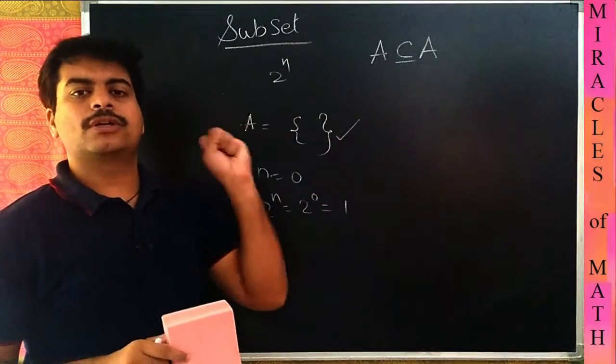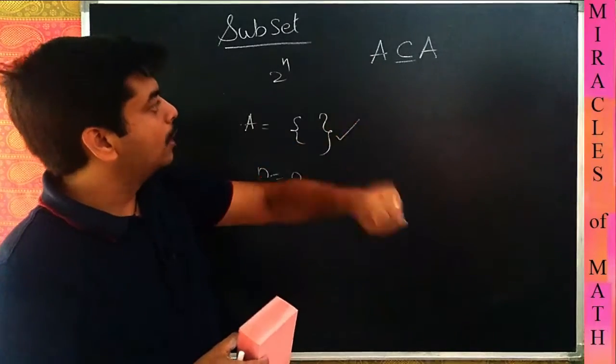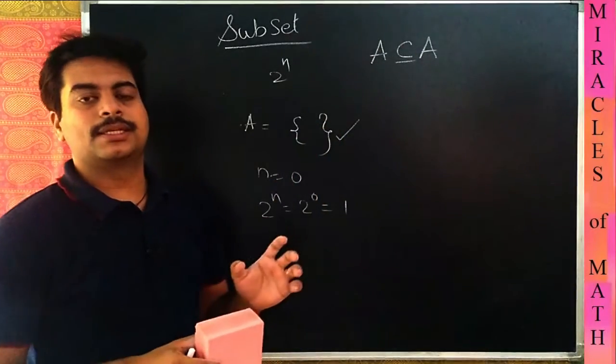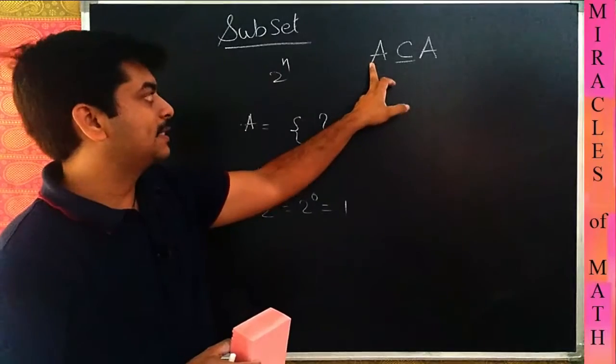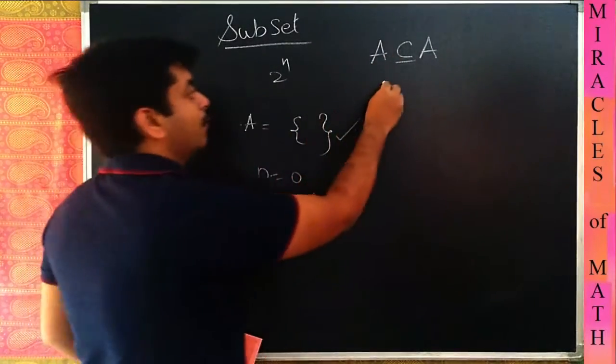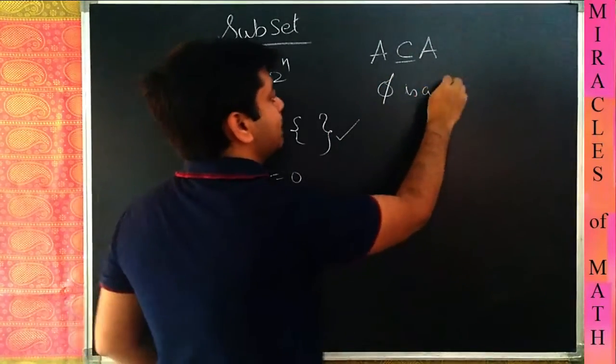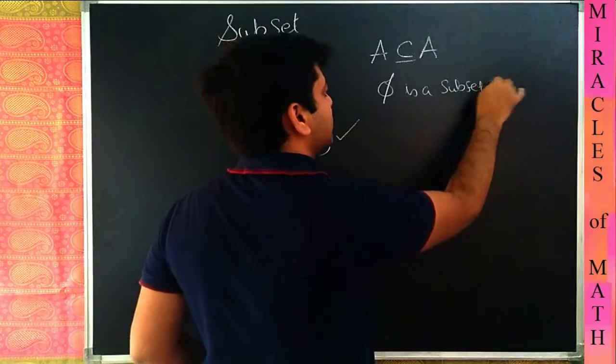Taking all 3 chocolates is also one selection. So from A, taking all of A is also one subset. Every set is a subset of itself. And the empty set is a subset of every set.